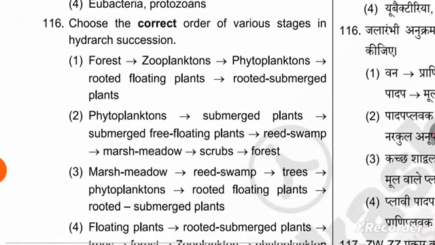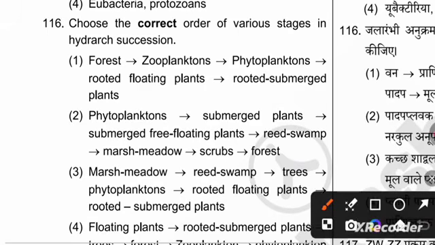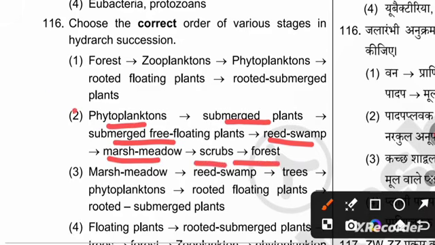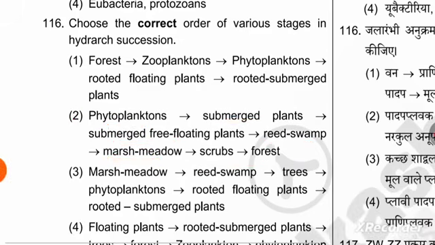Choose the correct order of various stages in hydrarch succession. Hydrarch succession in water, we can find that it starts with phytoplankton, submerged plant, then submerged free floating plant, then reed swamp, marsh meadow, shrubs and then forests. So option 2 is the right answer for this question. Let us move to the next question.